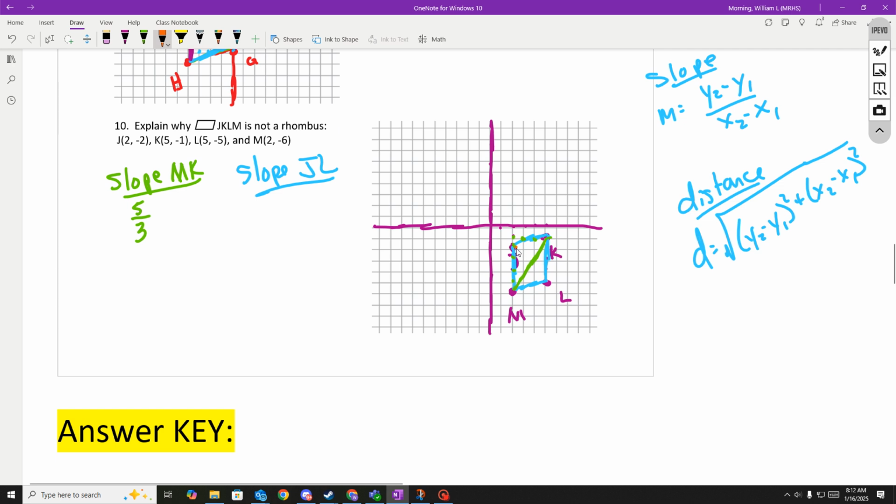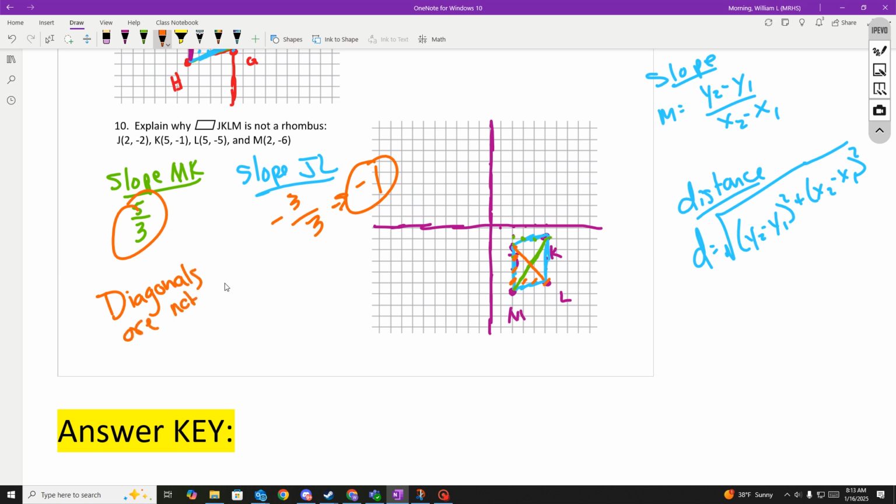Okay, so what is the slope of this? So 1, 2, 3, so 3, negative 3. So 1, 2, 3, and then 1, 2, 3. Okay, so the slope of this is negative 1. Negative 1, 5/3. These are not perpendicular. They're not opposite reciprocals. Diagonals are not perpendicular.